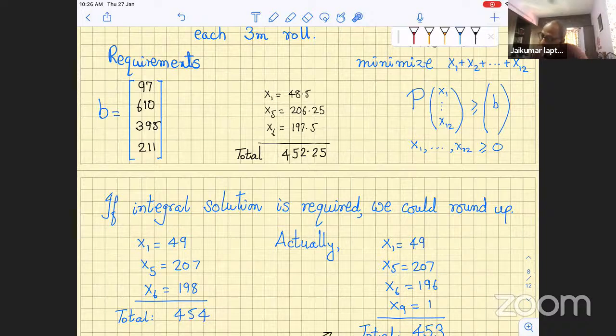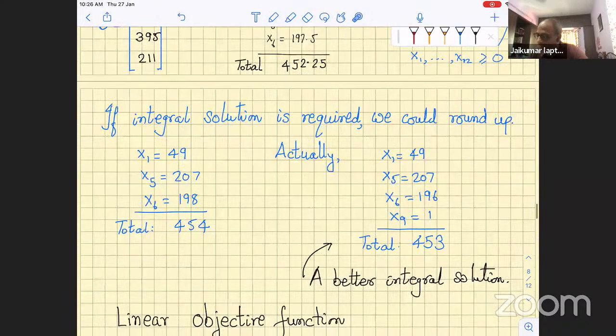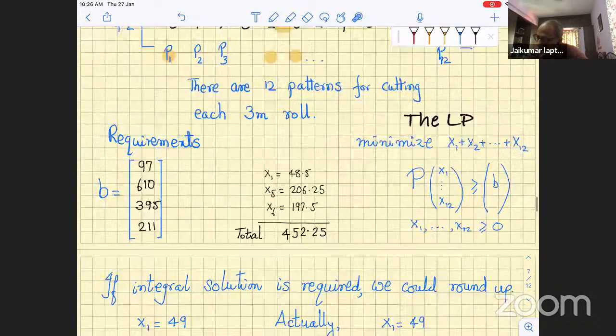So it turns out that in this case, there is a different solution. You keep these two at the rounded values, but this 198, you actually make it 196 and use configuration 9.